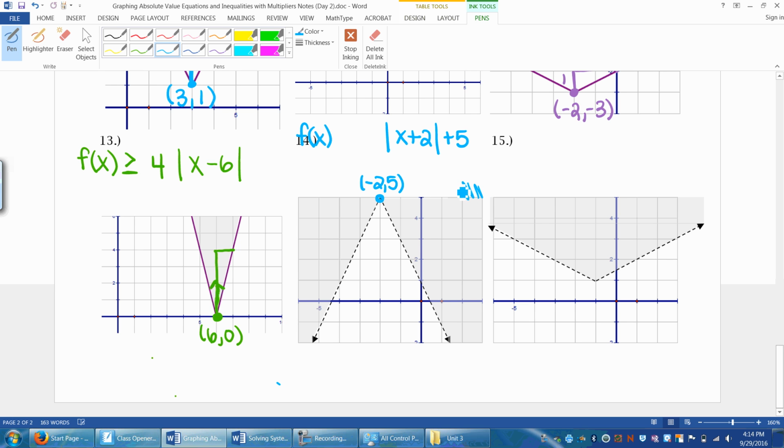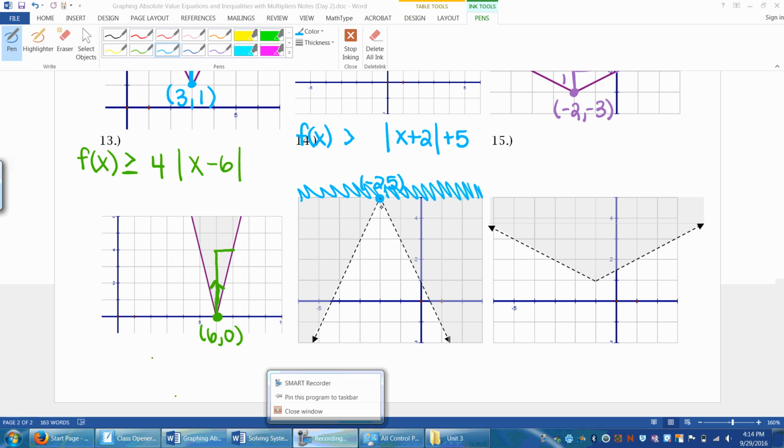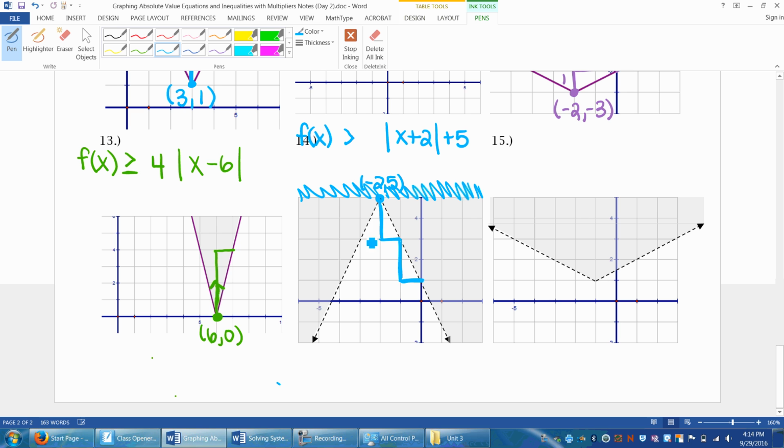This one's kind of tricky because the shading should go off of the graph, which tells me it's above the vertex, just isn't drawn that way. So it's a greater than symbol. And if I look at my rate of change, I'm going down 2 spaces and to the right 1 space. So my multiplier is -2.